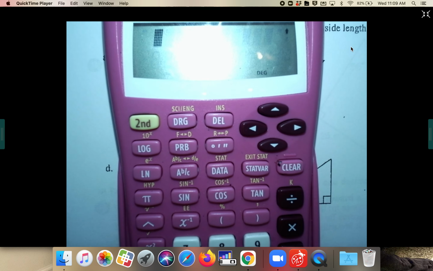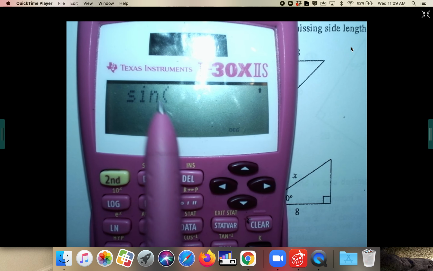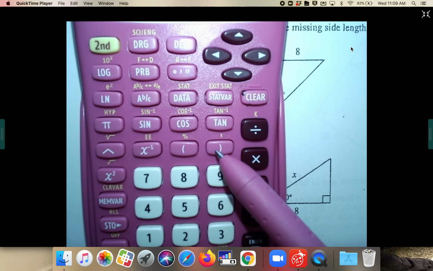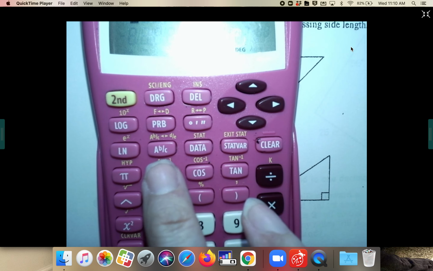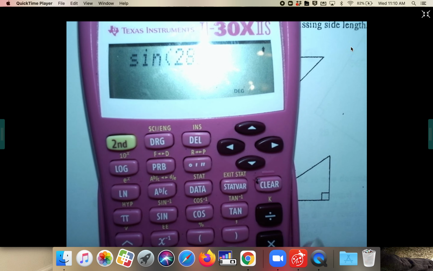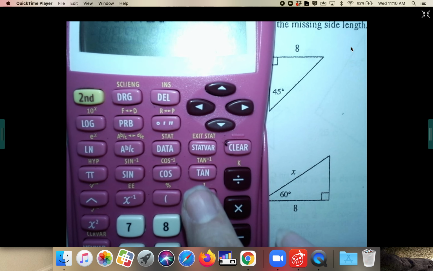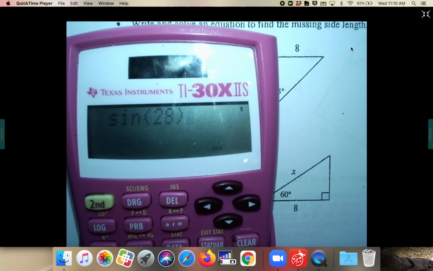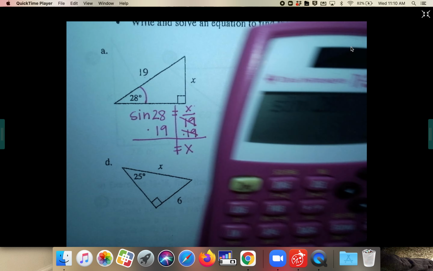So I'm going to push the sine button, sine, and see how it opens up a parenthesis. You'll need to put 28 in there and close your parenthesis. My parenthesis buttons are right here. So it automatically, here, let me show you again. When I push sine, it automatically opened up a parenthesis. So you don't have to open one, you just have to put 28, but you do have to close it. So I'm gonna go right here and close my parentheses. So sine 28 times 19.